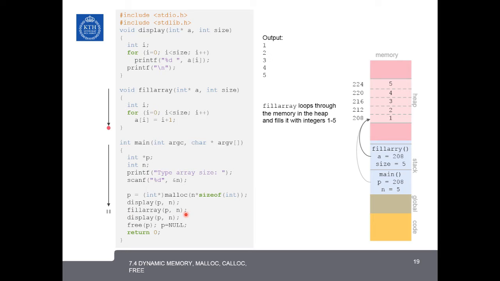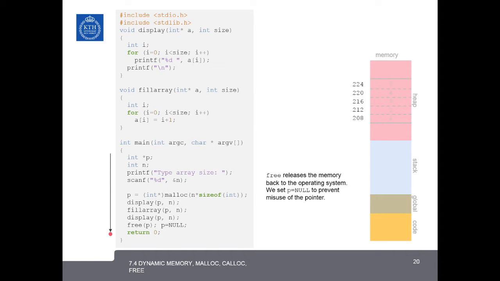Next, we call the fill array function. This fill array function takes the pointer to the array, and it fills the values of the array one by one sequentially. So after that, we call the display function again, and the output is 1, 2, 3, 4, 5.